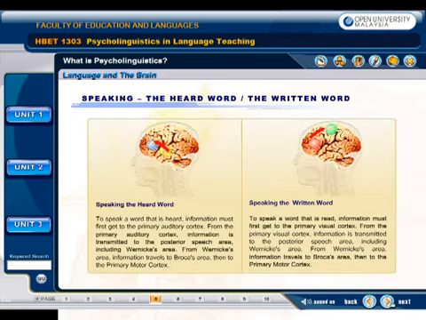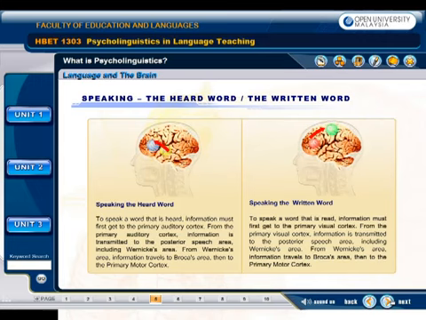To speak a word that is heard, information must first get to the primary auditory cortex. From the primary auditory cortex, information is transmitted to the posterior speech area, including Wernicke's area. From Wernicke's area, information travels to Broca's area, then to the primary motor cortex.